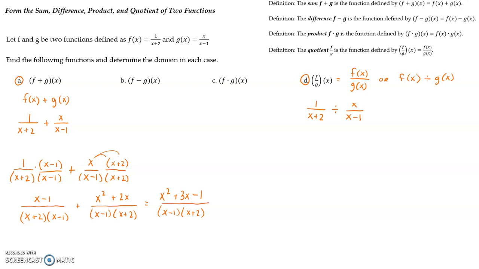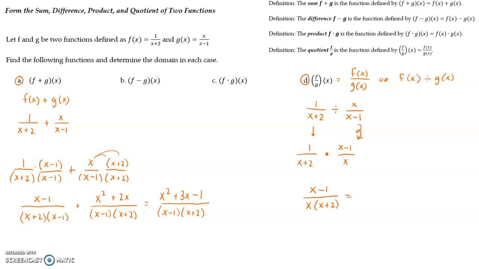Now remember your rules for dividing fractions. You're going to keep your first fraction the same, so I've got 1 over x plus 2. My division sign is going to change to multiplication, and my second fraction is going to be flipped upside down. So I'm going to have x minus 1 on top and x on the bottom. I don't have any like terms that I can cancel, so I'm going to multiply straight across. 1 times x minus 1 will just give me x minus 1 on top. And on the bottom, I'm going to get x times x plus 2.